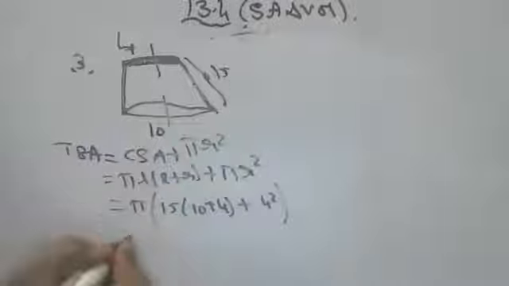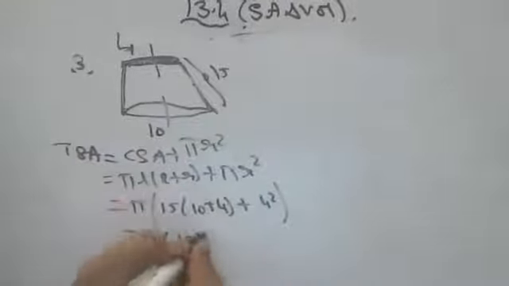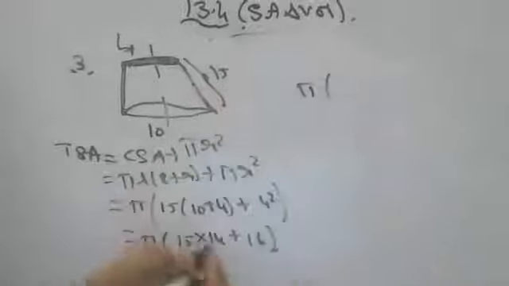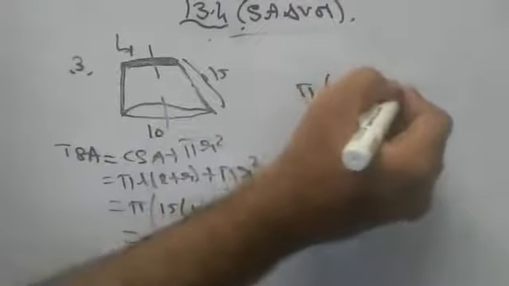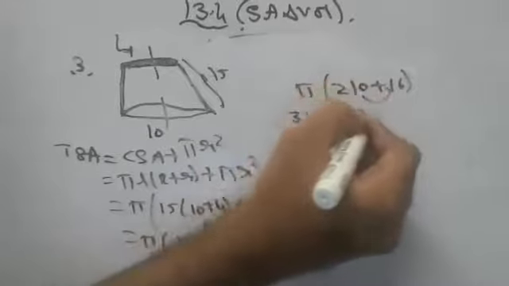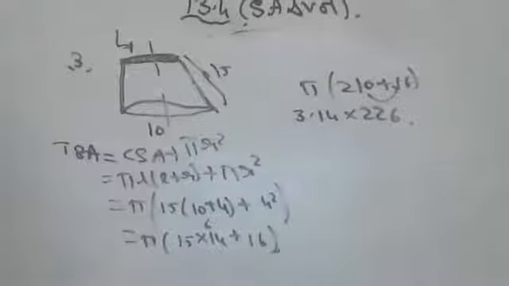So pi into 15 into 14, plus 16. Pi into 15 fours are 60, 210. 210 plus 16, so pi into 226, with pi taken as 3.14. So 226 into 3.14. What is the value of 226 into 3.14? Can anyone do it and tell me the answer?